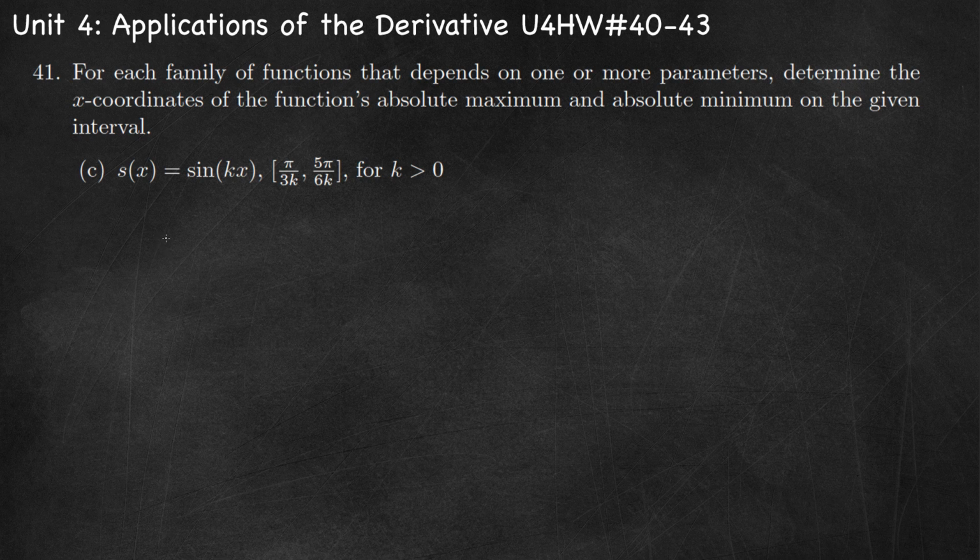Part C, S equals the sine of kx on the interval from pi over 3k to 5 pi over 6k. S prime of x, the derivative of sine is cosine, so cosine of kx times the derivative of kx, which would be k, and k is positive. To find the critical values, we want to know where does k times the cosine of kx equal 0, or where is it undefined? It's not undefined anywhere, so just where is it equal to 0? Well, we can divide both sides by k, and that gets rid of that guy.